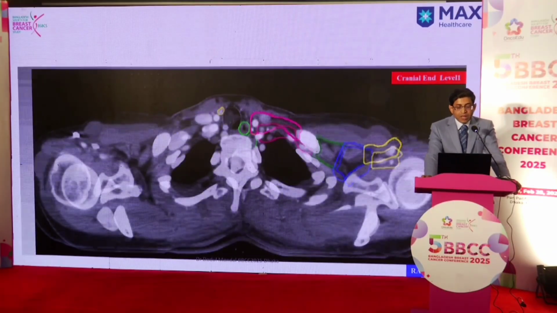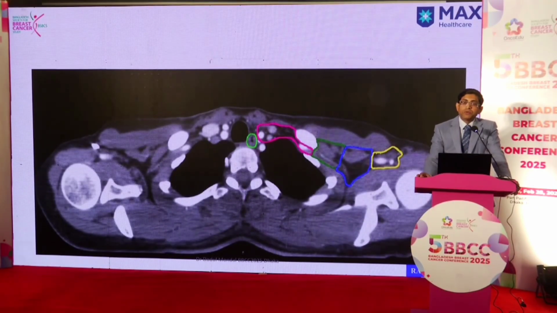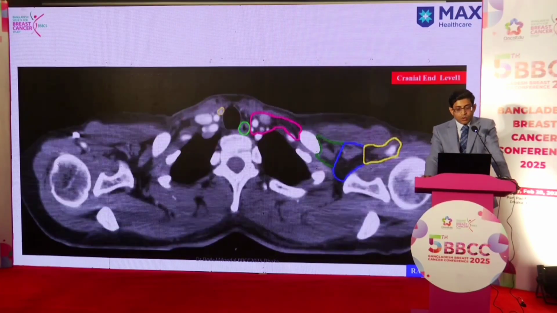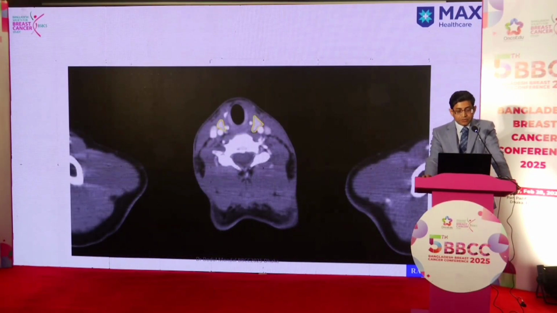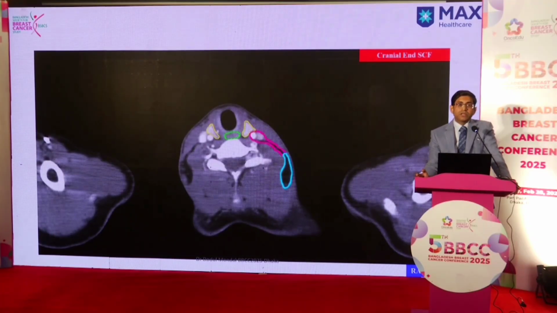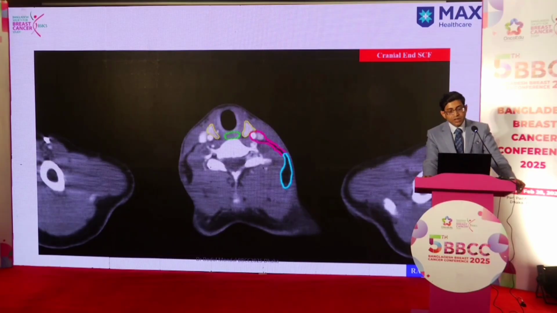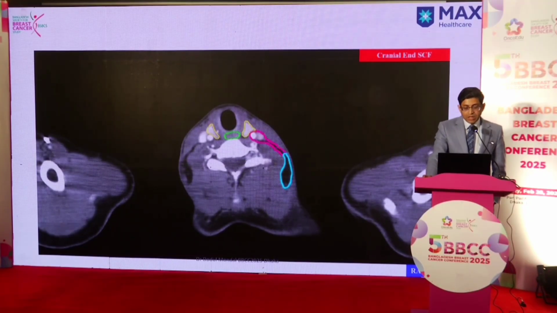And there is a relationship between how you contour SCF and IMN. So IMN starts almost at the lower border of the SCF. As your SCF ends, the IMN starts. Now, where do we start SCF? That is where the role of the cricoid cartilage comes in. It's the lower border of the cricoid cartilage where we start contouring SCF.